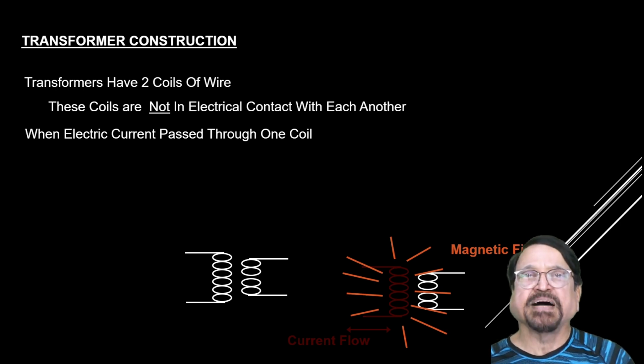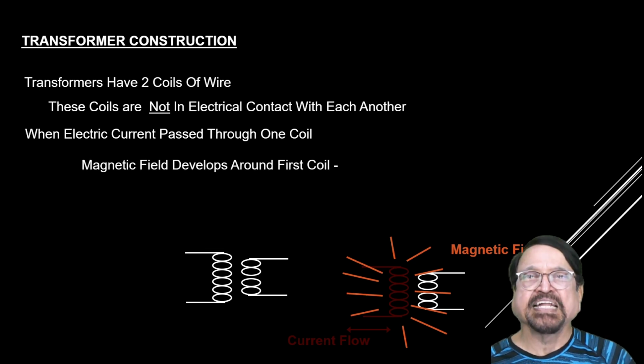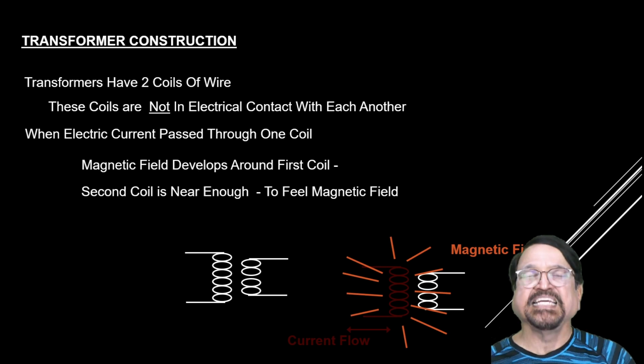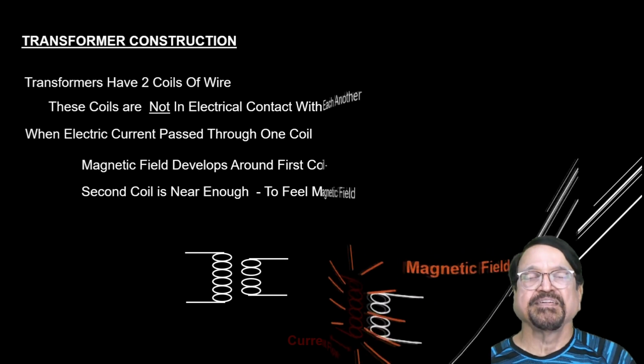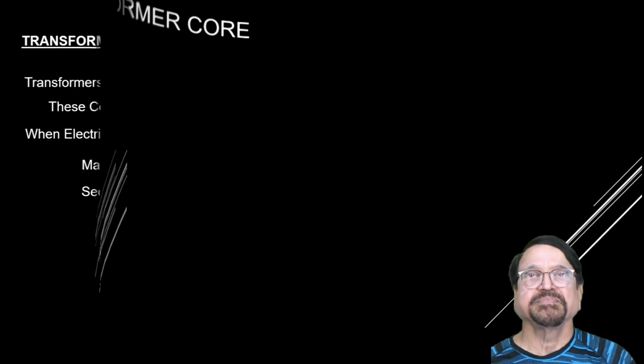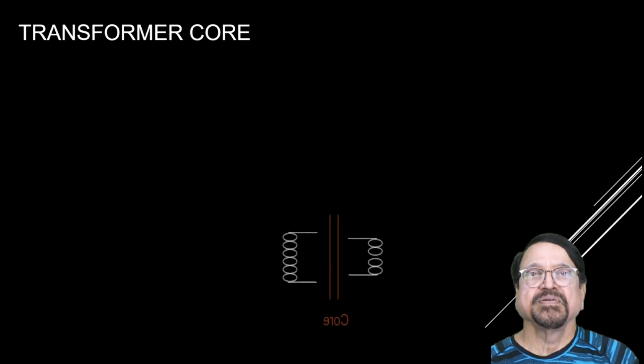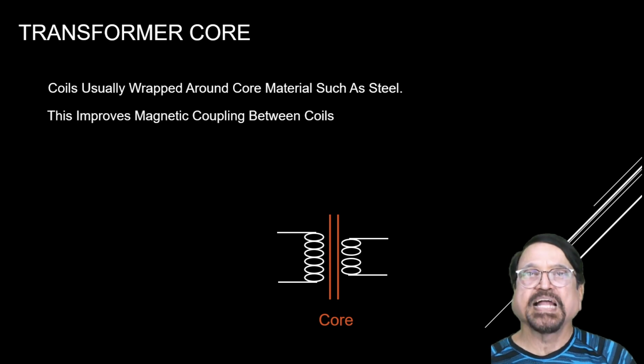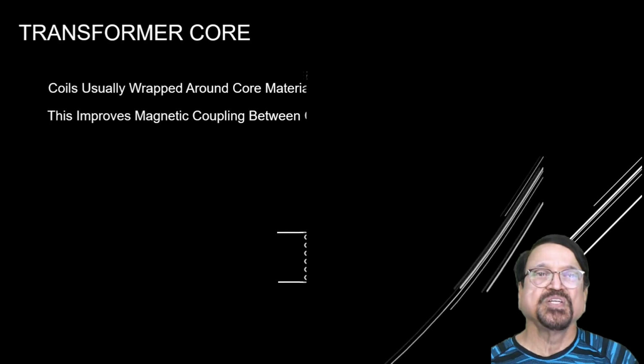Electric current passes through one coil. The magnetic field develops around the first coil. The second coil is near enough to feel the magnetic field. Coils are usually wrapped around a core material such as steel or iron. This improves magnetic coupling between the two coils.